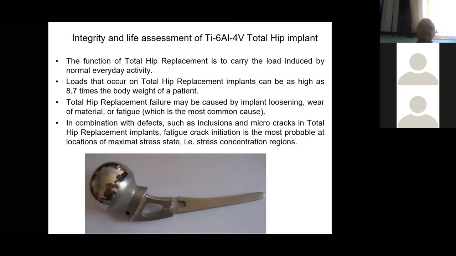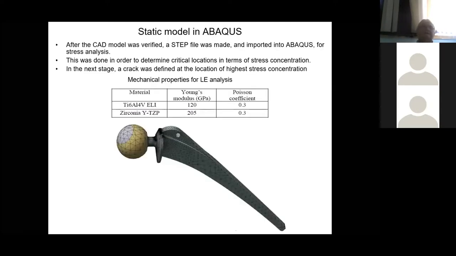Anyhow, let me emphasize that this problem is very important from the point of view of all these different new techniques of material production, because in the close future, probably these components, these hip implants, will be produced by additive manufacturing techniques, so that it can be fast and in exact dimensions, custom-made implants.